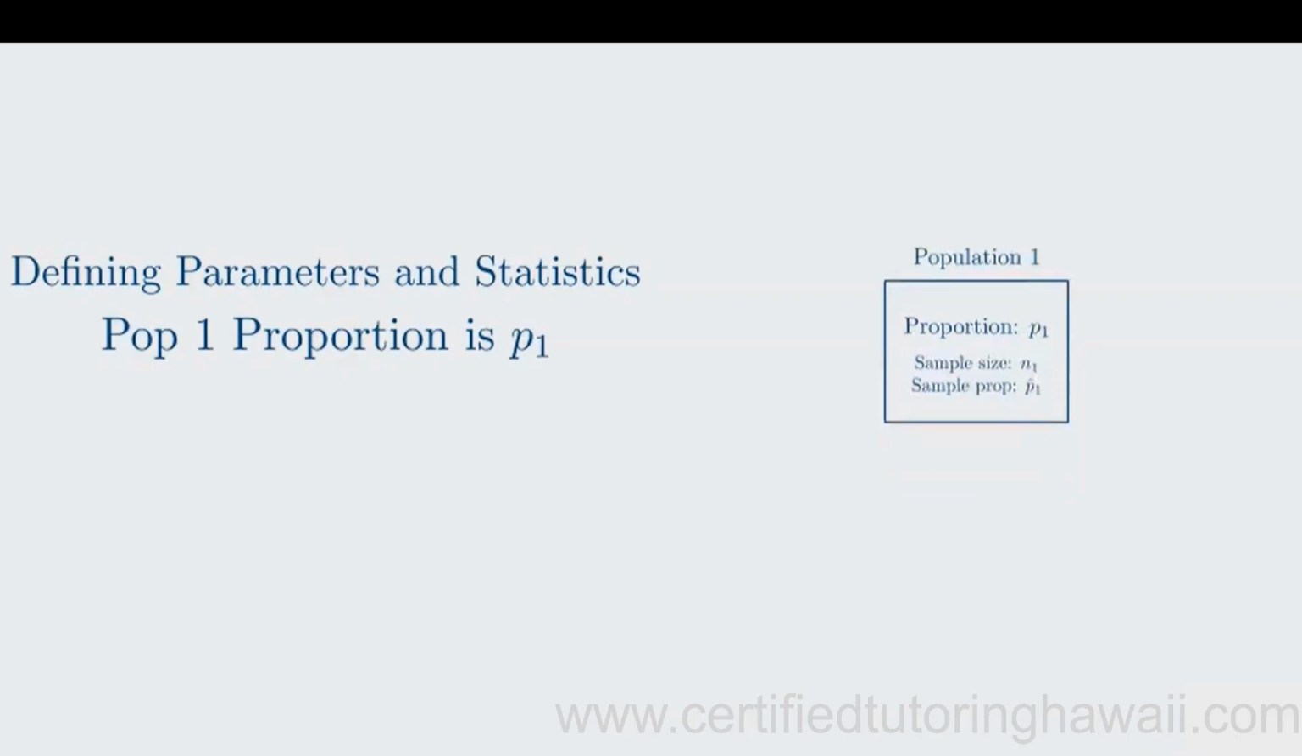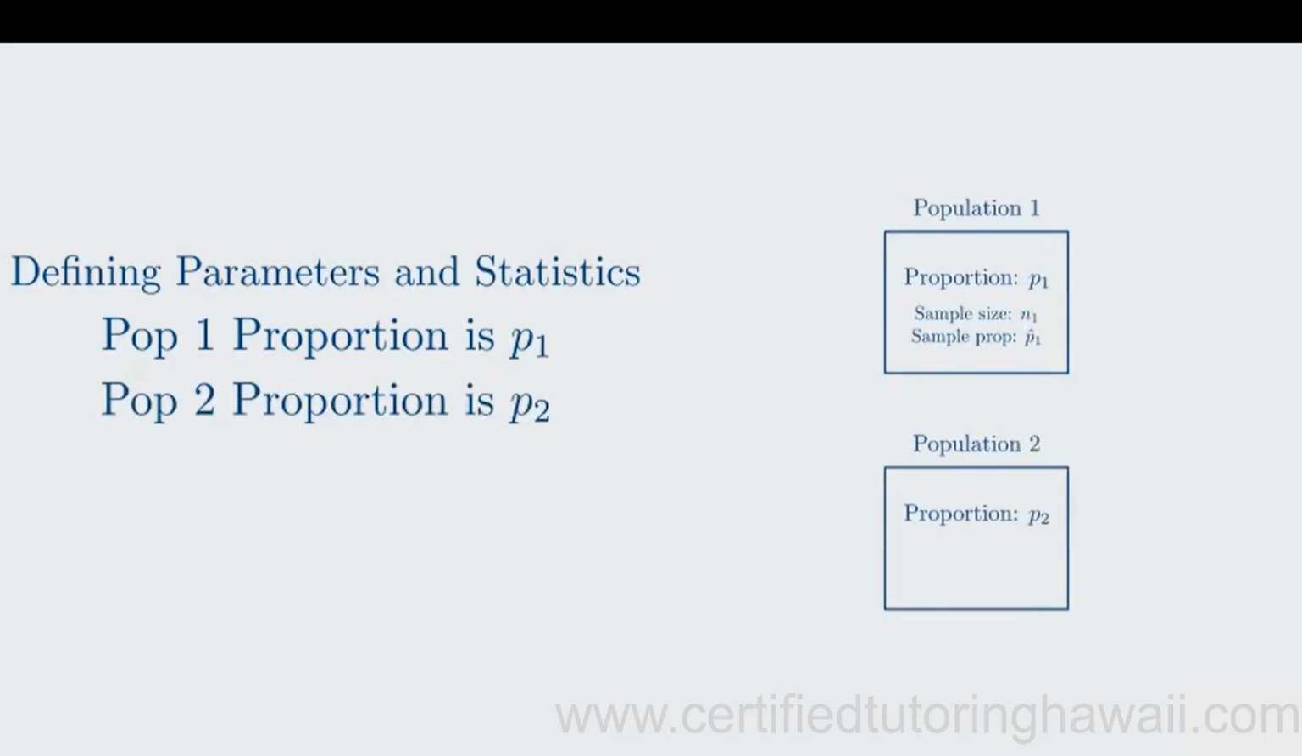Imagine we have two distinct populations. Let's call the first one population 1. It has a true population proportion, which we label as P1. When we take a sample of size N1 from this population, we calculate a sample proportion, P hat 1. Similarly, for population 2, we have a true proportion P2. We take a sample of size N2 and find the sample proportion P hat 2.